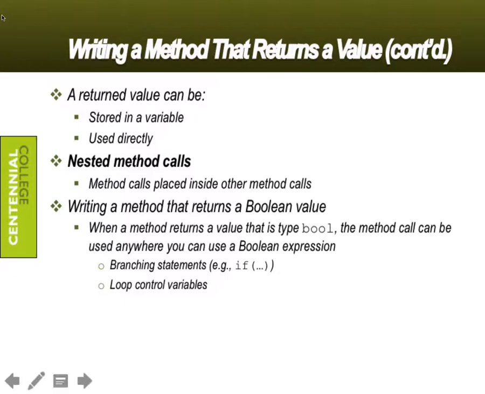Again, it says a return value can be stored in a variable and also used directly, which means I can send a literal back to the calling method. The problem with that is that typically, if we're returning a literal, like a 1 or a 2, then why do I have that method in the first place? Why do I care for that? Unless it's a signal that I'm sending back to the calling method.